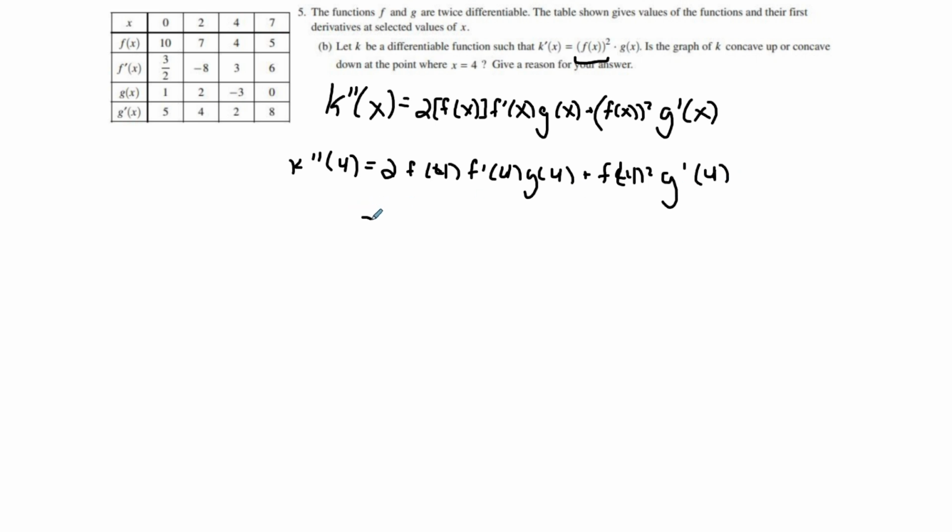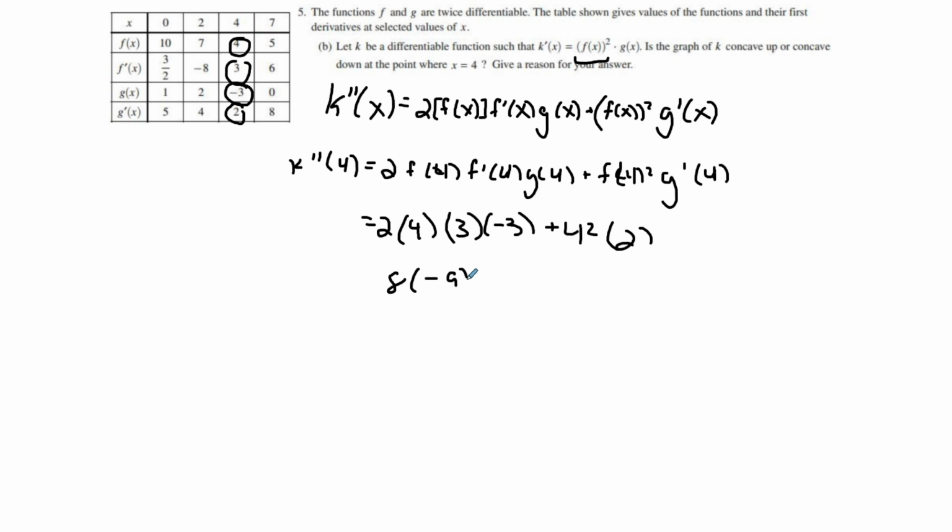And so all these numbers, right? So 2 times f of 4, let's be careful. So 2 times f of 4 is 4. So 2 times 4 times f prime of 4 is 3 times g of 4 is negative 3. And then plus f of 4 again is going to be 4, and we square that and we multiply that by g prime. So g prime is 2, right? So we would get 8 times negative 9 plus 16 times 2, and so we'll get negative 72 plus 32, and so you get negative 40, okay?